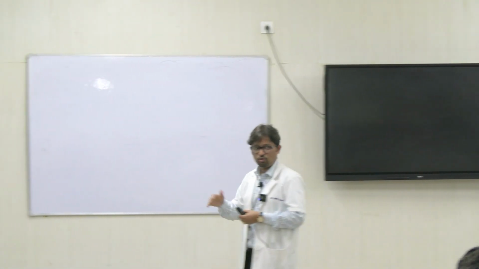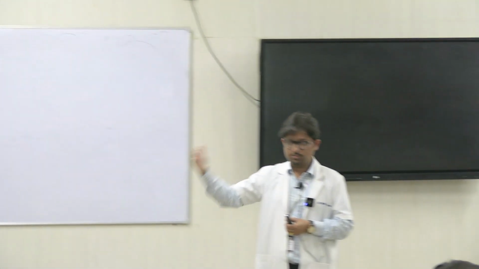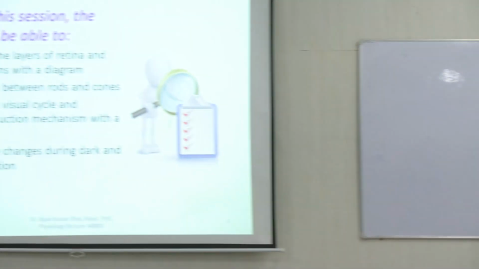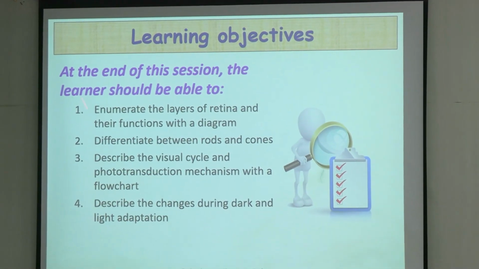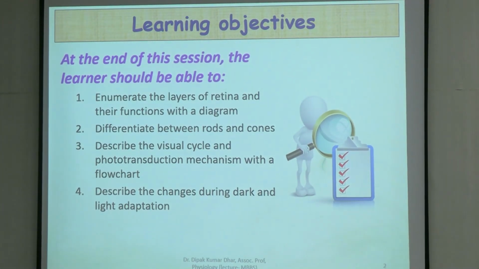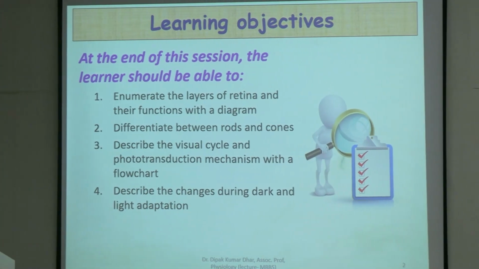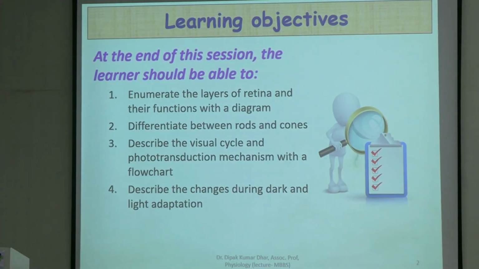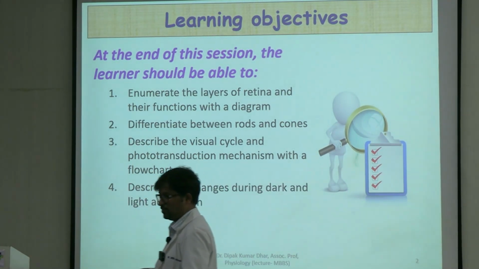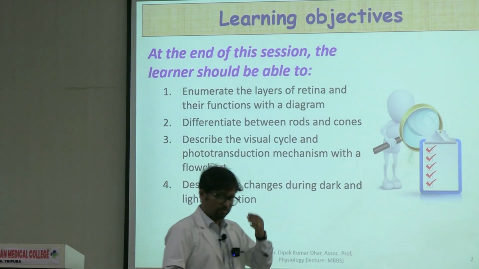In CNS, whenever you talk of sensations, transduction is the process by which the actual stimulus gets converted to electrical signals. Your brain can understand only electrical signals. So we'll try to discuss the layers of the retina, differences between the rods and cones, visual cycle process along with the phototransduction mechanism, and if time permits, light and dark adaptation. The phototransduction mechanism, I suppose you also read in biochemistry, visual cycle. Wald's visual cycle, this is there in biochemistry also. So we will reinforce that part.